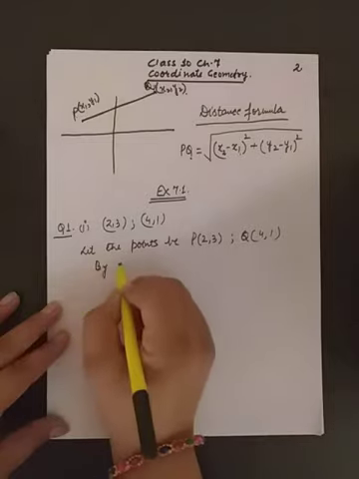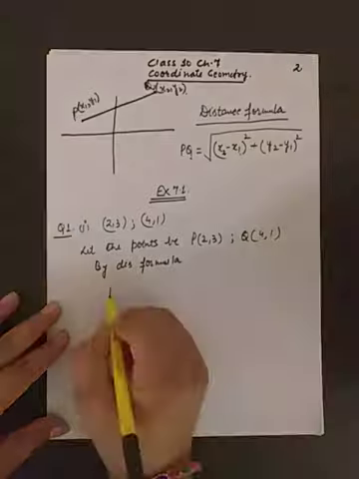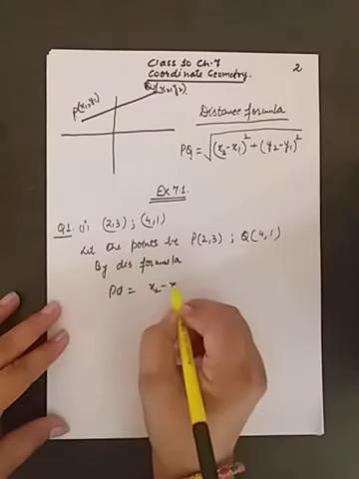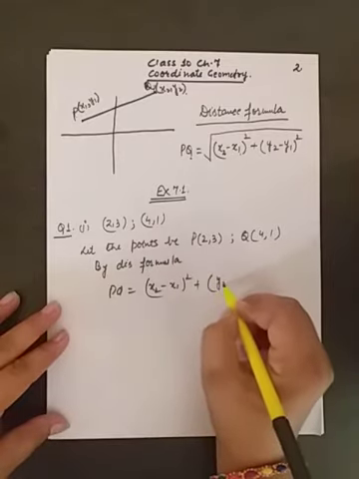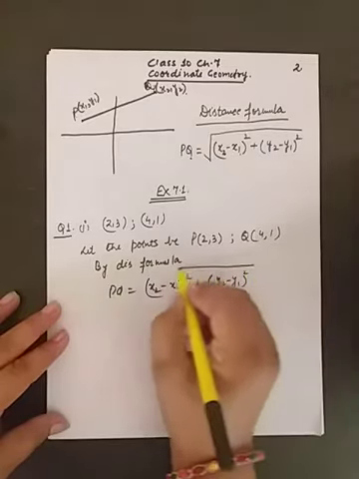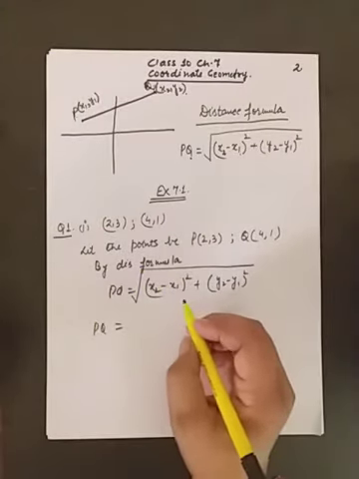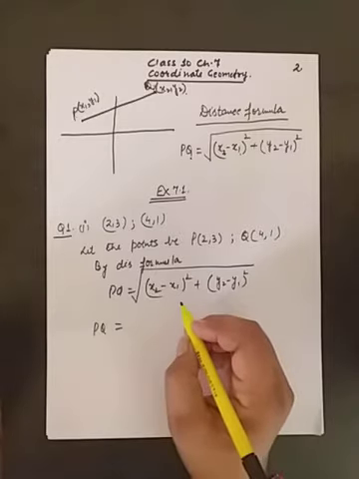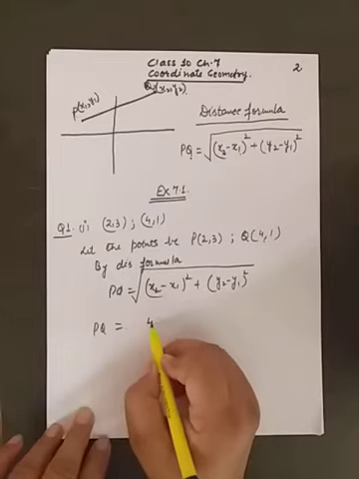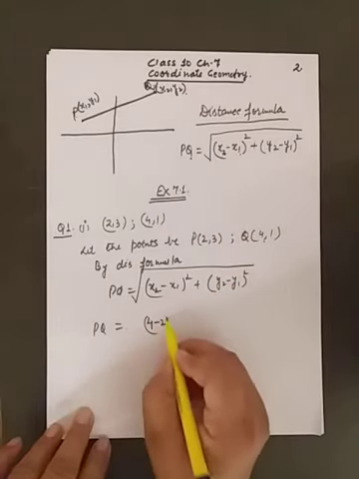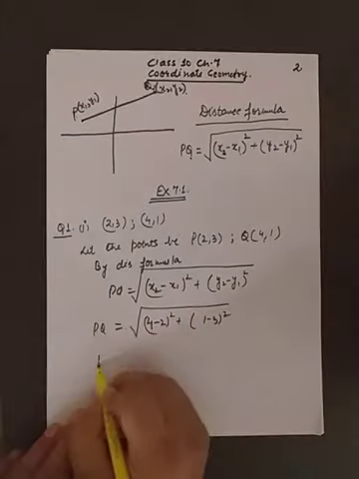So by distance formula, PQ will be, first of all we have to write the formula: square root of (x2 minus x1) whole square plus (y2 minus y1) whole square. Now what is there in place of x2? x2 is the abscissa of the second point, and here the second point is Q and its abscissa is 4. So (4 minus 2) whole square plus (1 minus 3) whole square under the root.